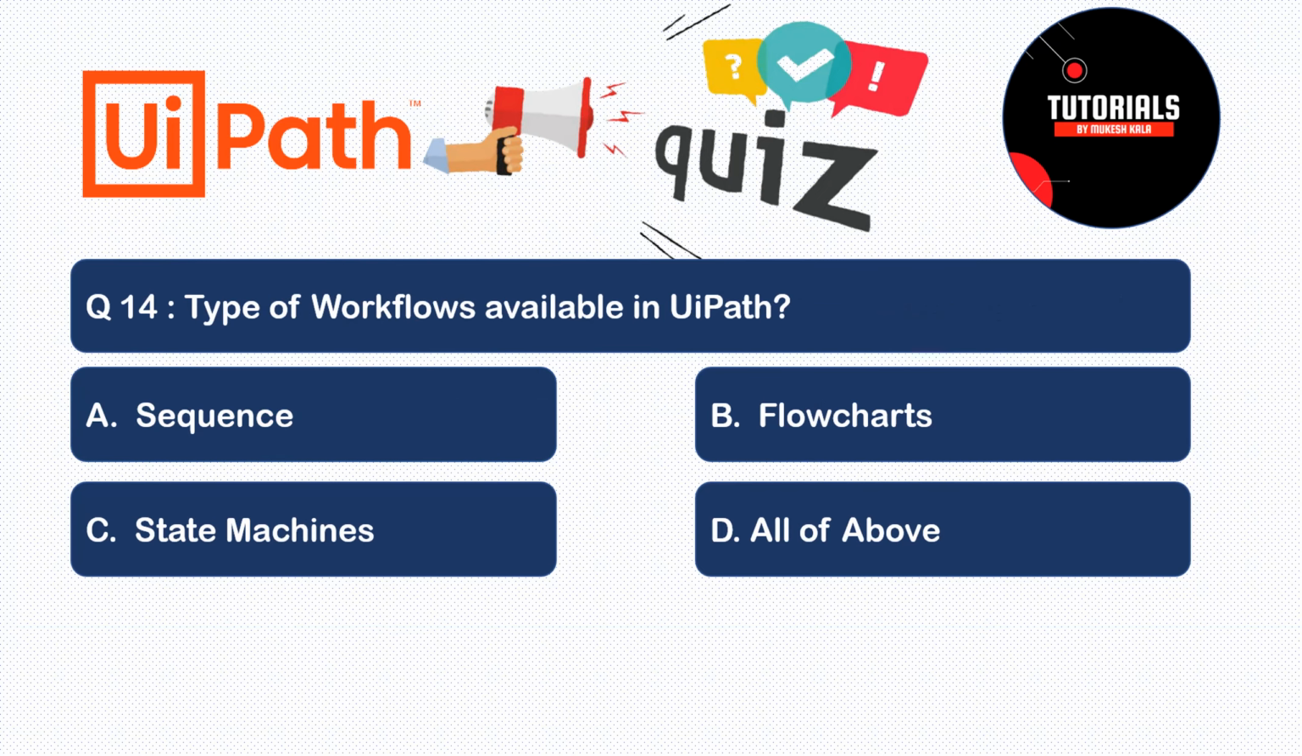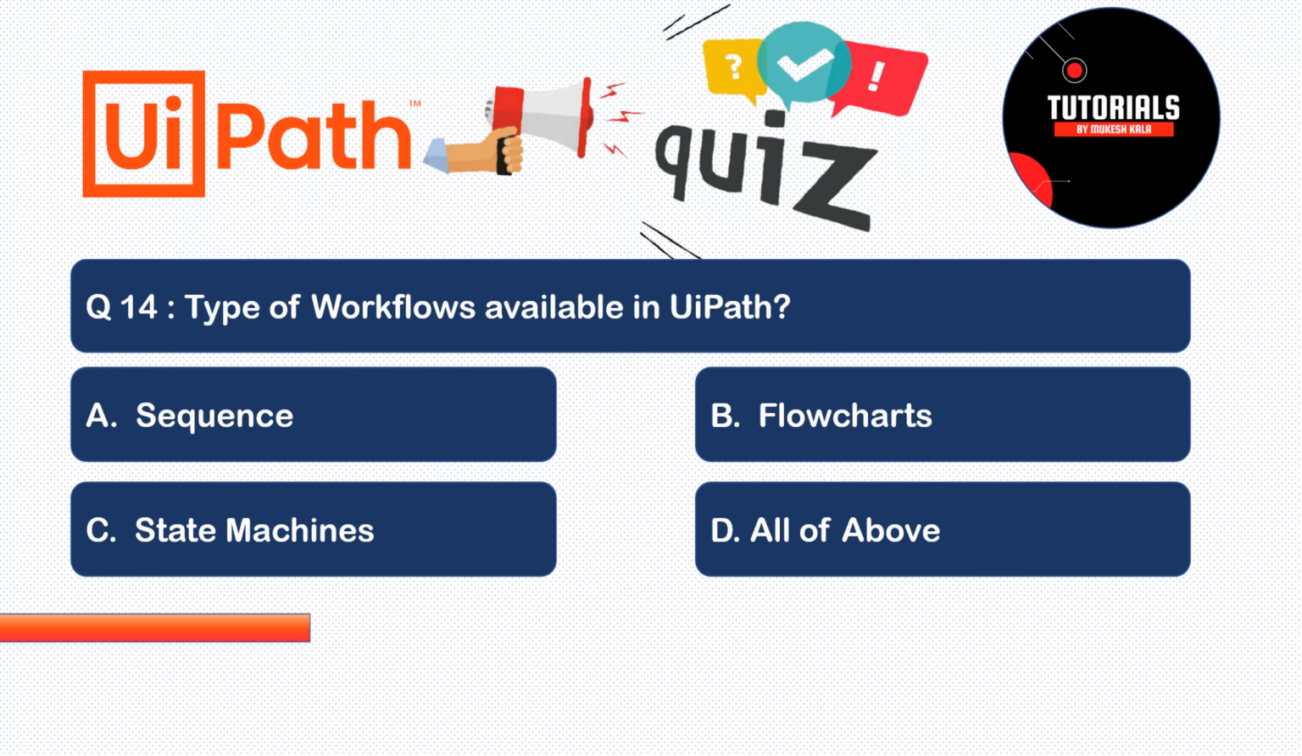Let me go to the next question, which is: what are the types of workflows which are available in UiPath? Whenever we have to start a project, there are different kinds of workflows which are provided by UiPath. So you have to tell me which are the types of workflows available. Is it sequence, flowchart, state machine, or all of the above?